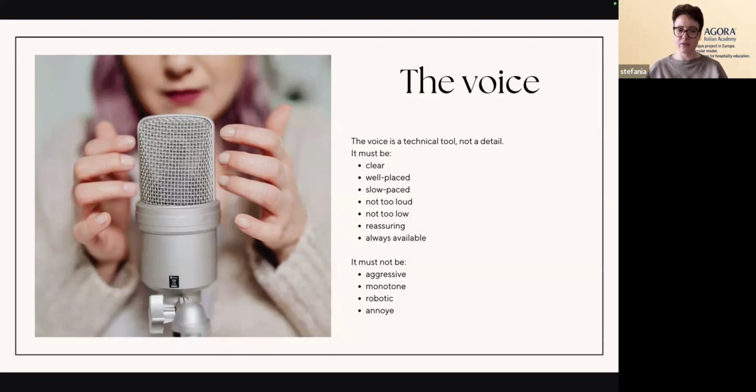Always available. Try to express your availability toward the guest. And the voice must not be aggressive, or monotone. What if now I speak to you like that? You will be annoyed. You will think I'm not interested in speaking with you. Just to give an example, it's very important. And I don't know about other nationalities, but in Italy, the use of voice and the use of hands, you see that while I'm speaking, I'm doing something with my hands. I'm trying to express more than with the voice. How you speak is very important.